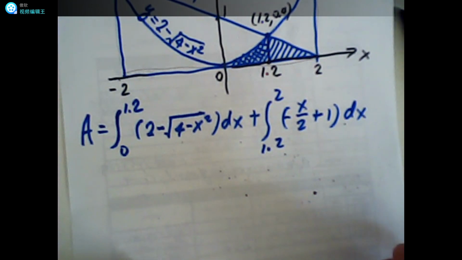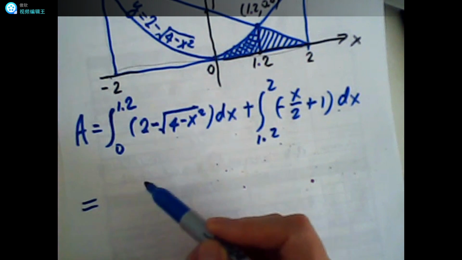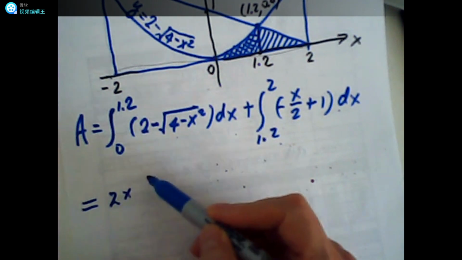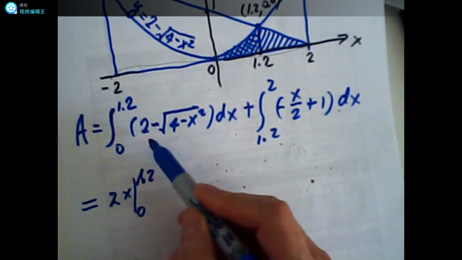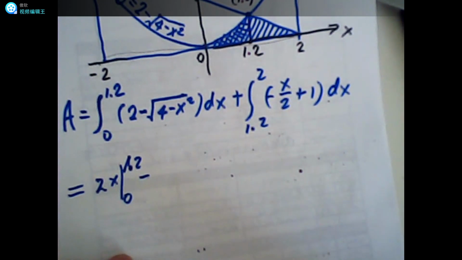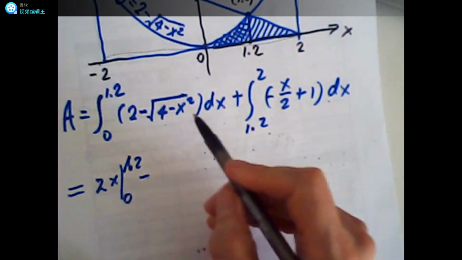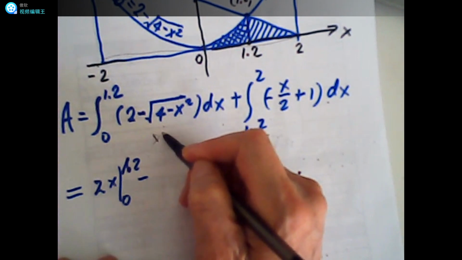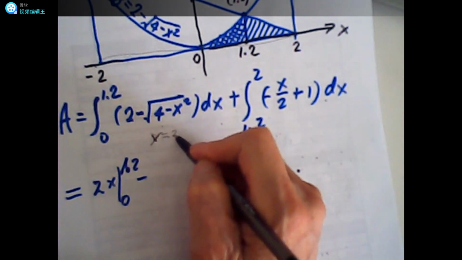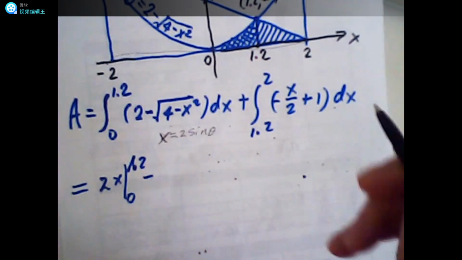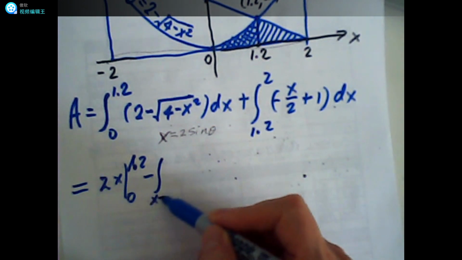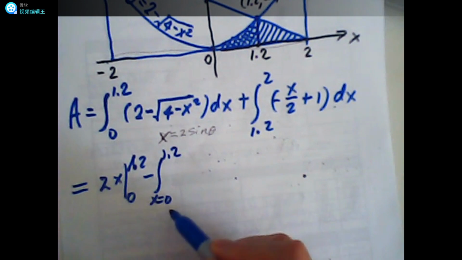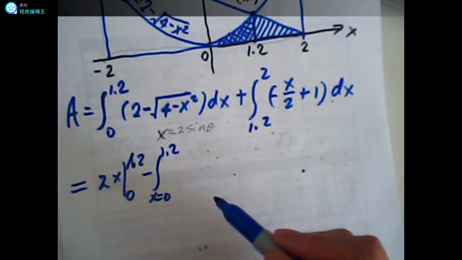Okay, let me do it slowly. This is 2x from 0 to 1.2. This is the first part, it's easy. Minus this one, let me write small. Let x equal 2 sine theta. So this one goes from x equal to 0 to x equal to x naught, theta naught.